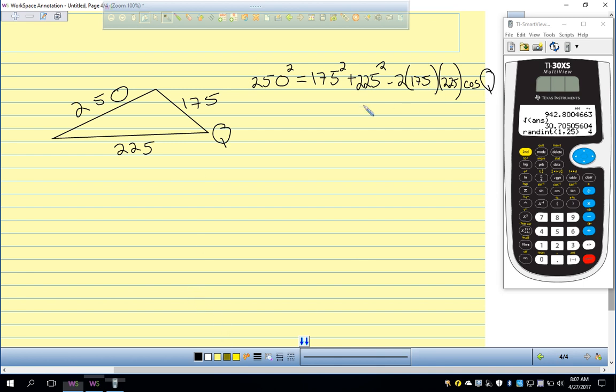So you've got to be a little bit careful, because a lot of you are going to make this mistake: they combine all this stuff together, the 175 squared, the 225, minus 2 times this times that. You can't do that because you're violating the order of operations. So first you have to square the 250 and subtract these two. So you're going to go 250 squared minus 175 squared minus 225 squared, and then you're going to get some number. Let's just do that, okay?